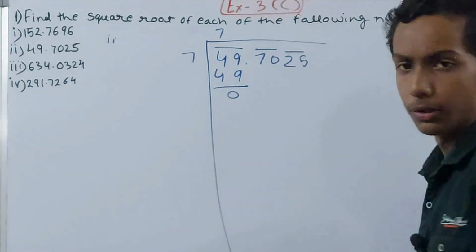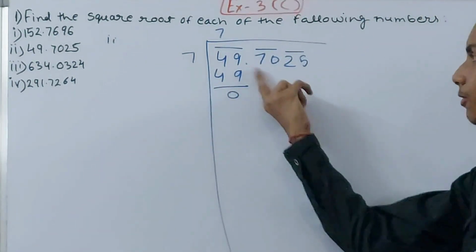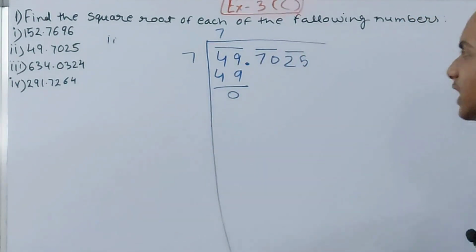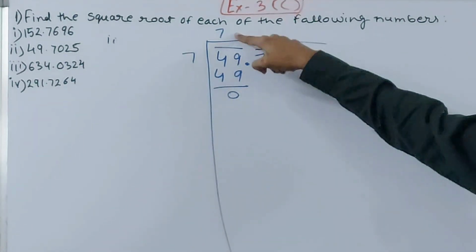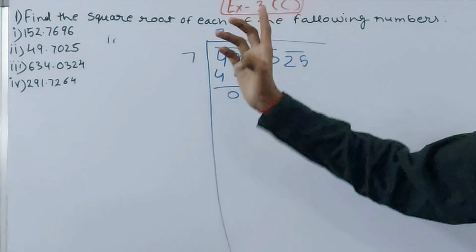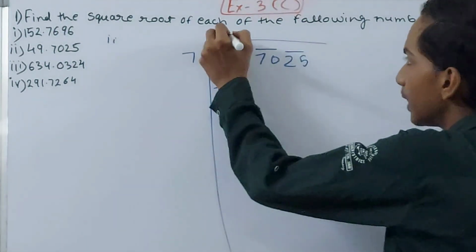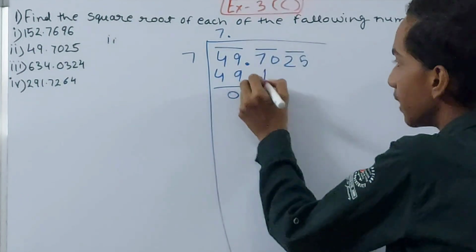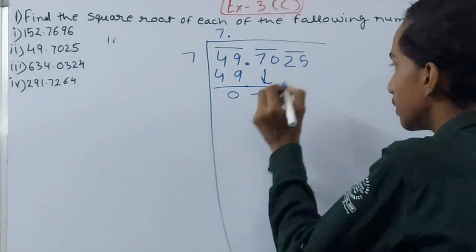That gives us 0. Now you can see we have got the decimal point. I'll just make it a little bigger so it's visible. Decimal point here. Now that means if we encounter the decimal point, then put the decimal point here also in the square root. Let's do that. After 7 point, the next pair, bring that down.